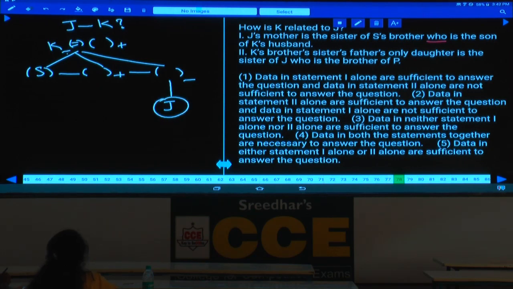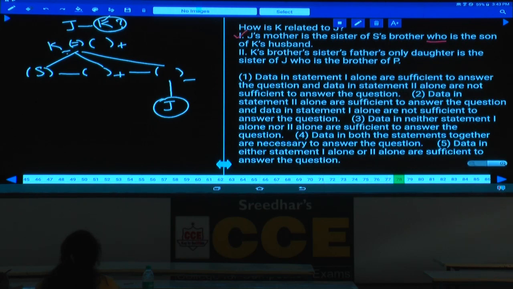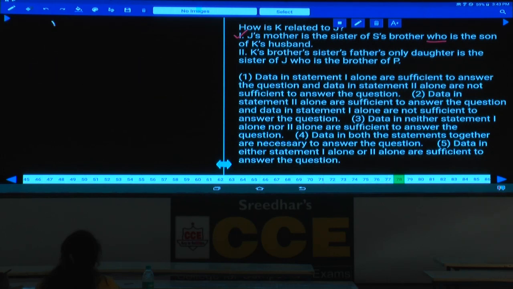As the gender of this J is not known, now the question is about K but not regarding J. If the question is about J, we cannot identify because J can be either grandson or granddaughter. But we are not bothered about this because the question is about K. Now this K is the grandmother of whom? J's mother's mother, grandmother, hence 1 alone is sufficient. As of now, 1 alone is sufficient to determine how K is related to J. As 1 alone is sufficient, then we should check out 2 alone.